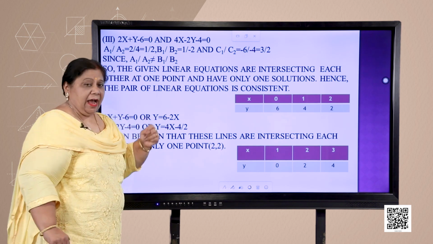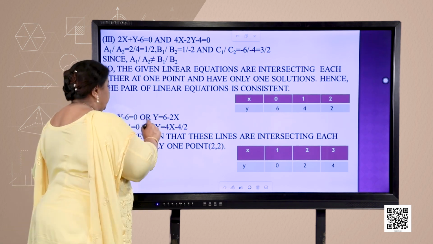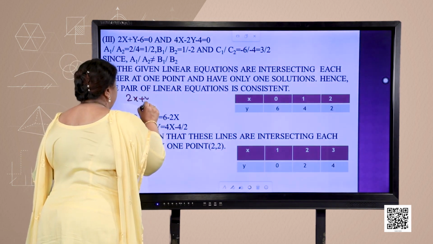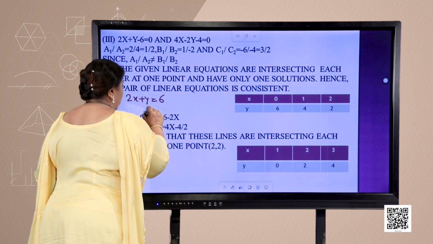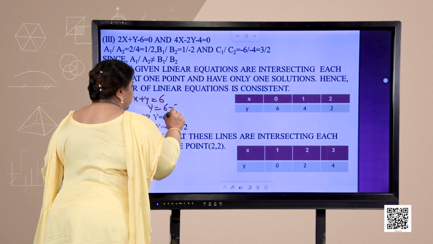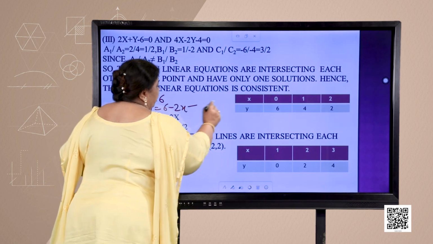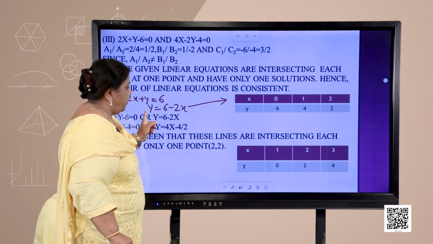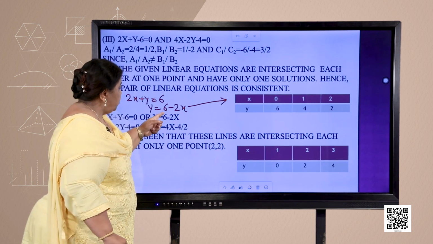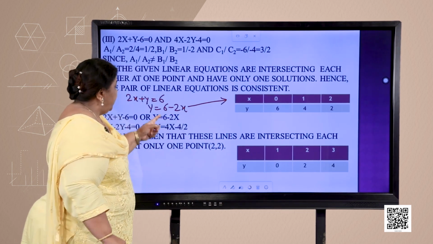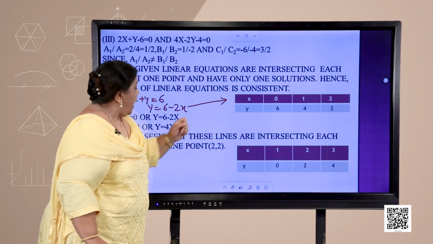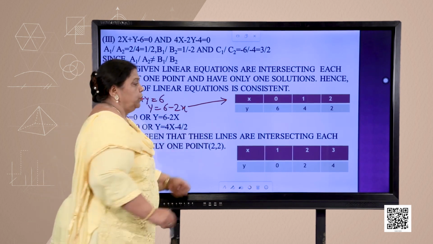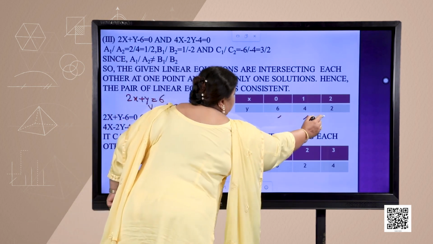In order to draw the graph, let us take out the points. We have here from first equation 2x plus y is equal to 6 or y is equal to 6 minus 2x. When we put the values of x as 0, we get the value of y as 6, and on substituting the value of x as 1, we get 6 minus 2 as 4, and on substituting the value of x as 2, 6 minus 4 is 2. So, these are the points we have got.